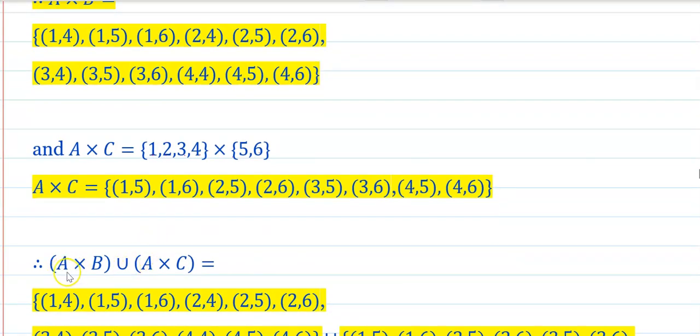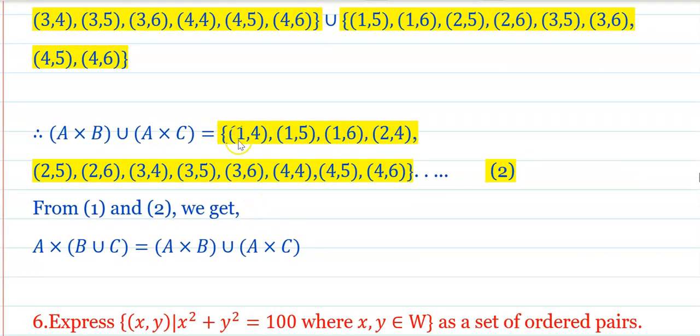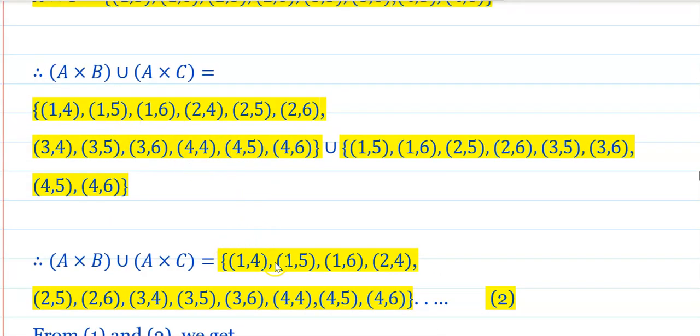Now their union, A cross B union A cross C. Okay, and the union of all these is equal to 1, 4. You can take this union. That is 1, 5, 1, 4, 1, 5, 1, 6, 2, 4, 2, 5, 2, 6, 3, 4, 3, 5, 3, 6, 4, 4, 4, 5 and the 4, 6.